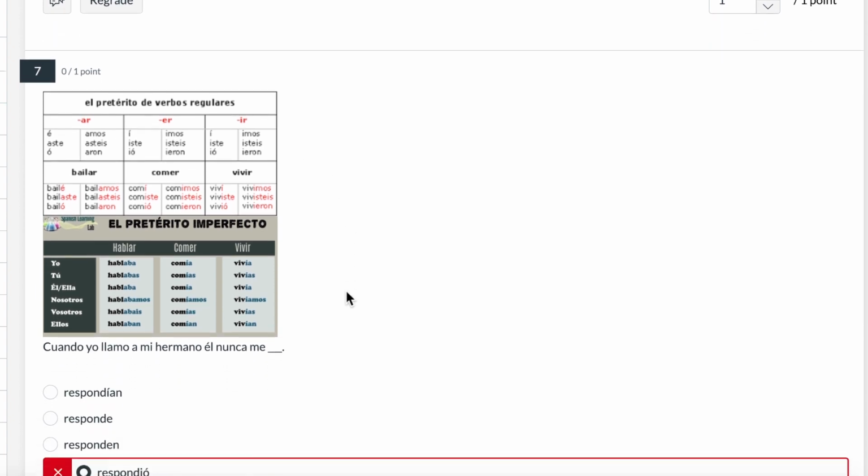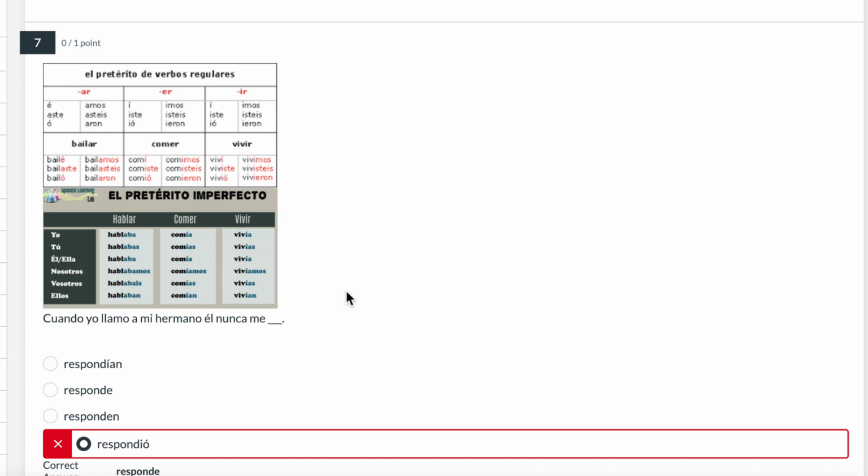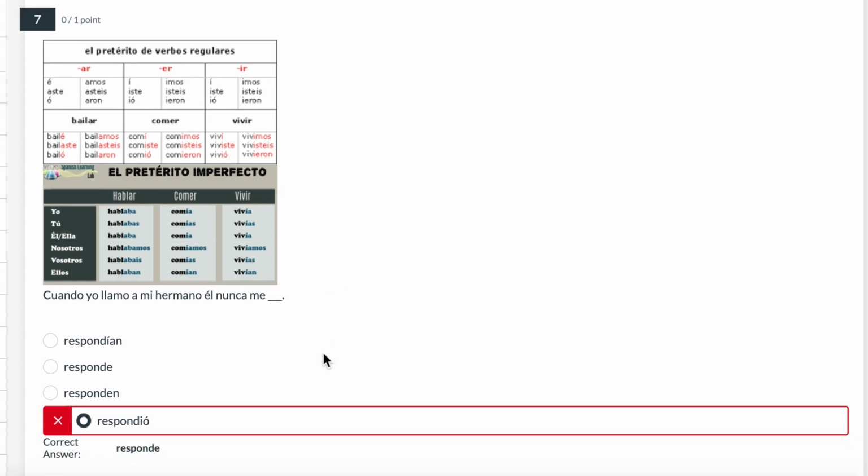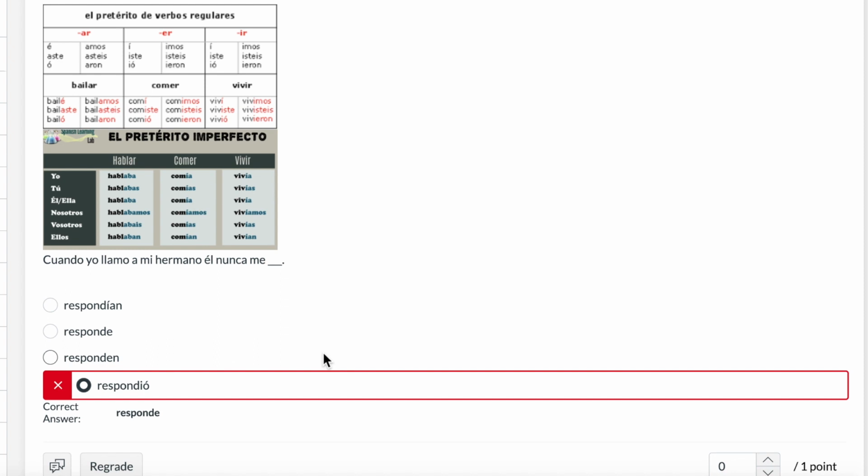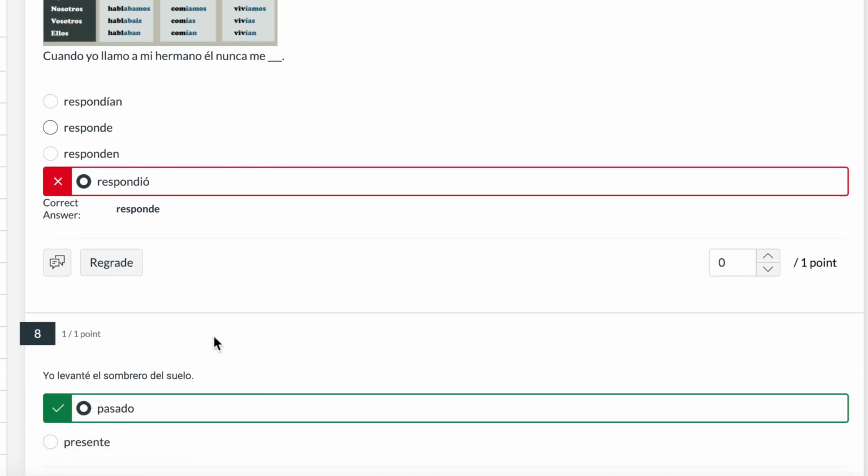Get it? Seven, cuando yo llamo a mi hermano, él nunca me... Okay, here we have the first part of the sentence has yo llamo. Is that past or present? Turns out that is present. When I call my brother, he never responds. Responde would be he never responds in the present tense. And this exact question was on our esponja the other day.